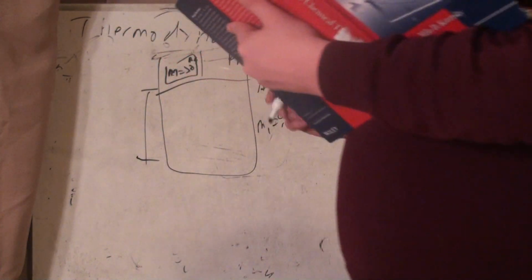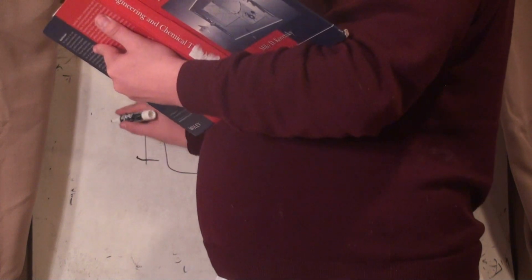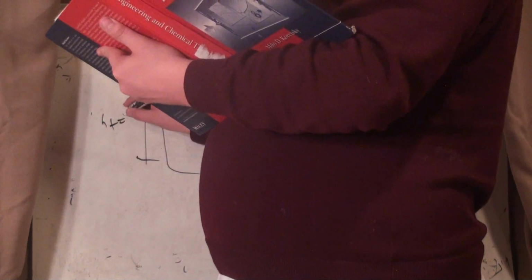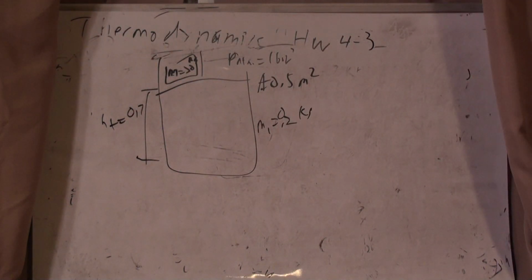The area is equal to 0.5 meters squared. The mass in here is equal to 0.2 kilograms. The height is also something very specific. It's 0.7172 meters. We're just going to say the height, HT, is equal to 0.7 meters. Okay. Again, for simplicity.